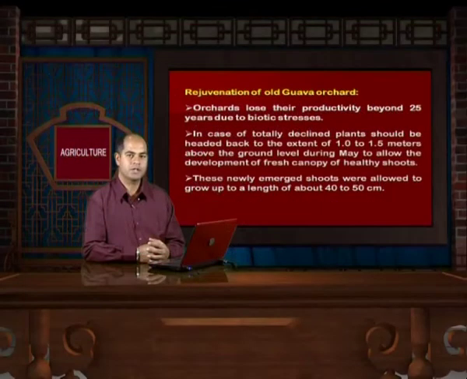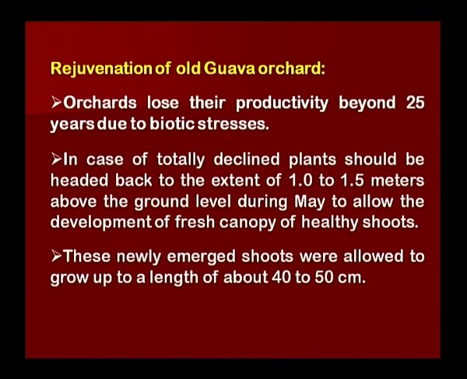Now we will be discussing rejuvenation of old guava orchard. Orchards lose their productivity beyond 25 years due to biotic stresses. In case of totally declined plants, they should be headed back to the extent of 1 to 1.5 meters above the ground level during May to allow the development of fresh canopy of healthy shoots.